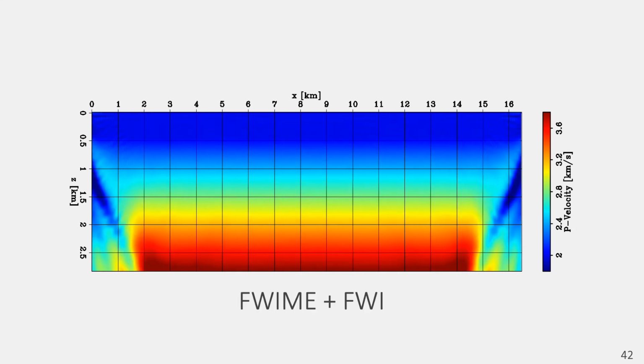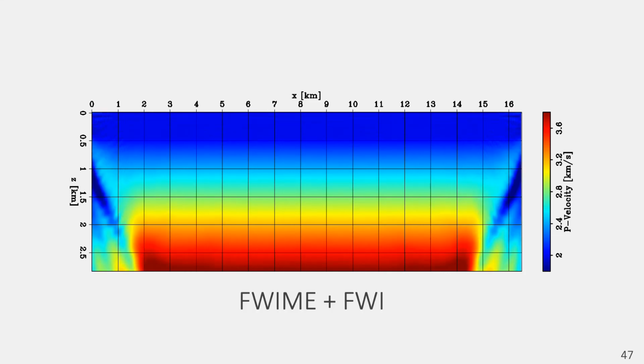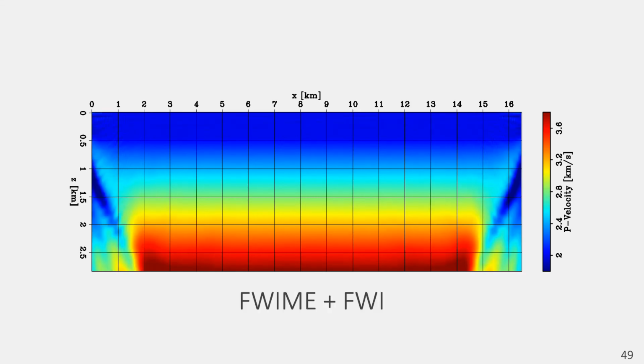We can also further improve our result by using the FWME inverted model as an initial guess for conventional FWI, which suffers from less edge effect. And here for FWI, we inverted the full data bandwidth simultaneously. And let me flip back and forth a few times between this panel and the true model to compare the quality of our result. FWME was able to recover an excellent solution.